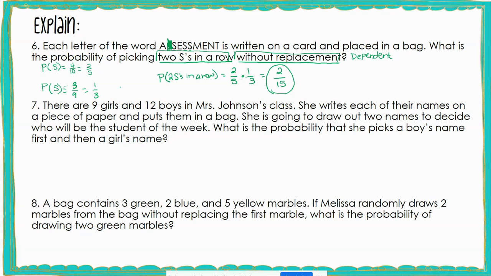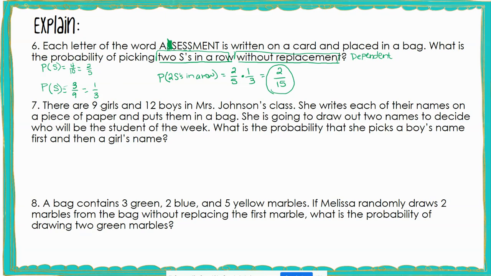Now let's look at number 7. There are 9 girls and 12 boys in Miss Johnson's class. She writes each of their names on a piece of paper and puts them in a bag. She is going to draw out 2 names to decide who will be the student of the week. What is the probability that she picks a boy's name first and then a girl's name?